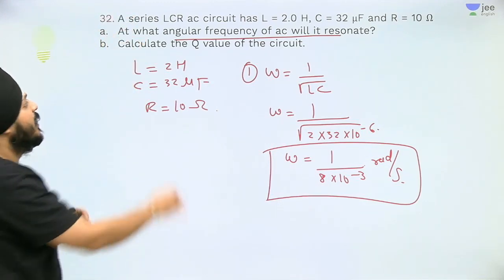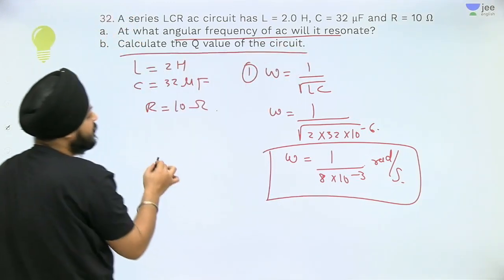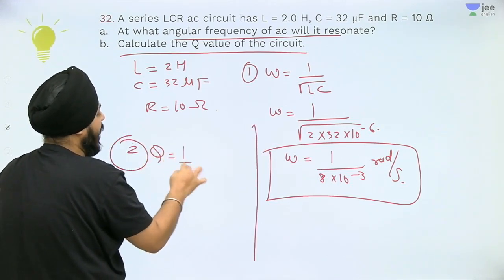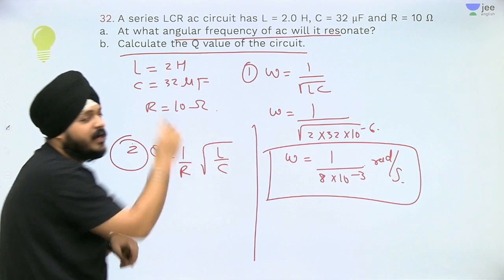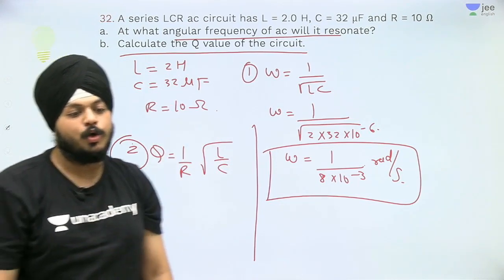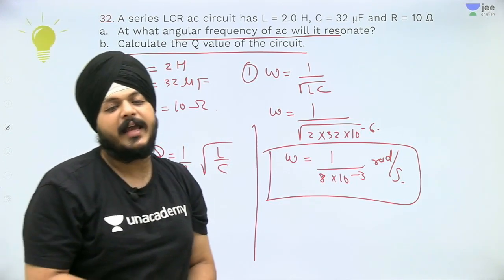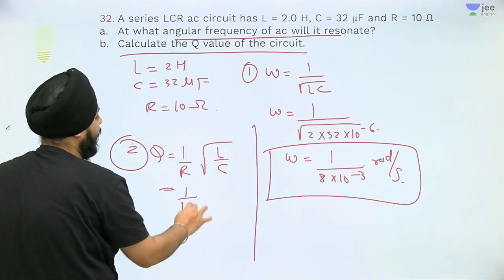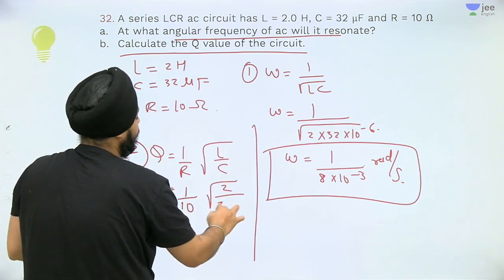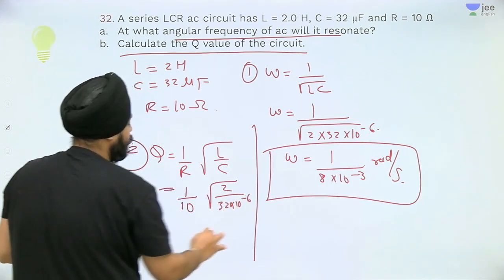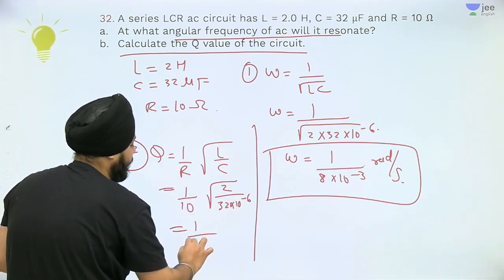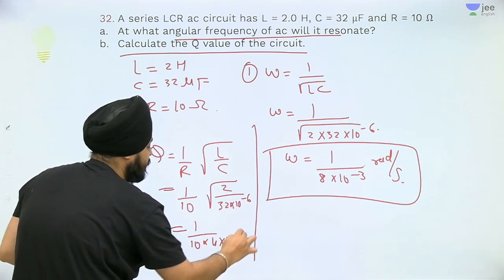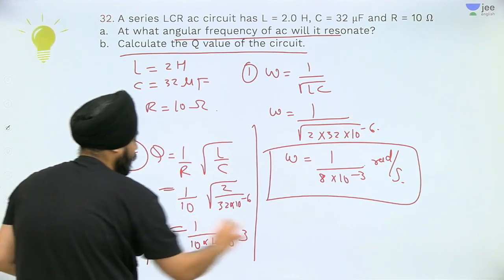Second part, calculate the Q value of this circuit. It states that Q is equal to 1 by R under root of L by C. We have the direct formula. 1 by R, R would be 10, so 1 by 10 into under root of 2 by 32 into 10 raised to minus 6. So it would be 1 by 10 into, how much would it be? 4 into 10 raised to minus 3. So this is my value of the Q factor.